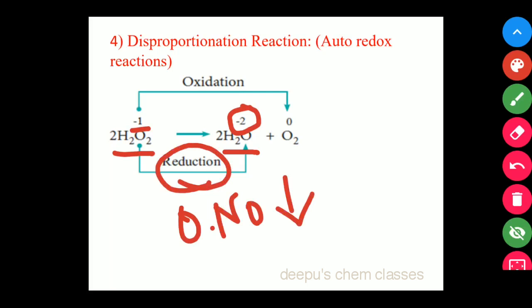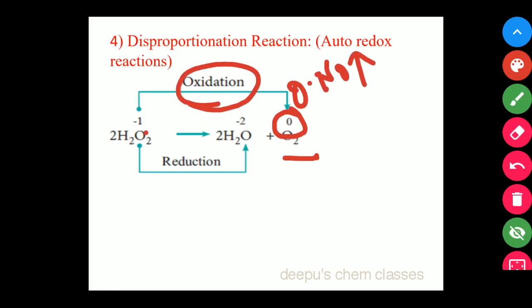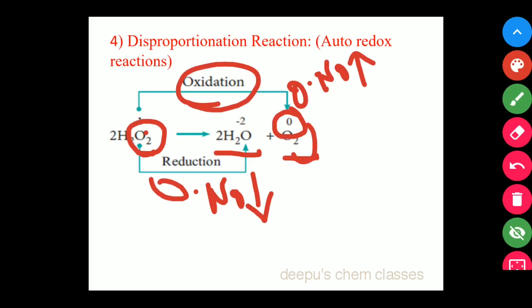Then similarly, the oxidation state of oxygen in oxygen from product side is 0. So -1 to 0, it shows oxidation number increases. Then what kind of process is it? Oxidation. So if you observe well, it shows clearly the same element oxygen. When it changes into water as a product, oxidation number decreased. When it changes into oxygen as a product, then oxidation number increased. The same element undergoes both reduction and oxidation. So it is a kind of disproportionation reaction.